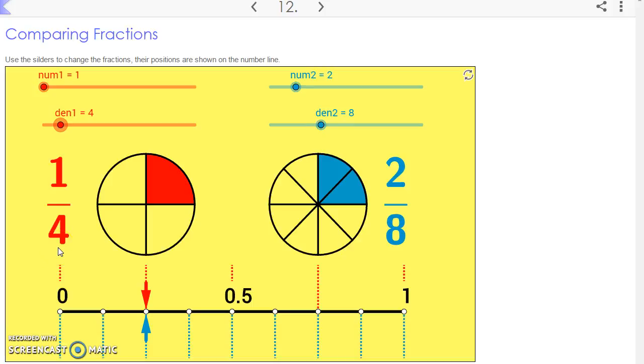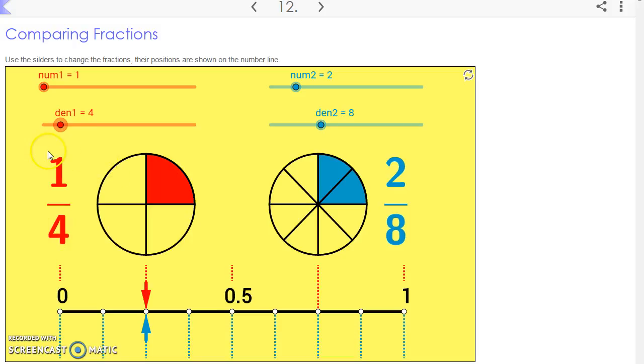Hello, I found this tool, comparing fractions, from the primary school mathematics collection on GeoGebra.org, and I absolutely love it because I feel there are a lot of things you can learn from this tool, and I would use a lot of them in my future classroom.